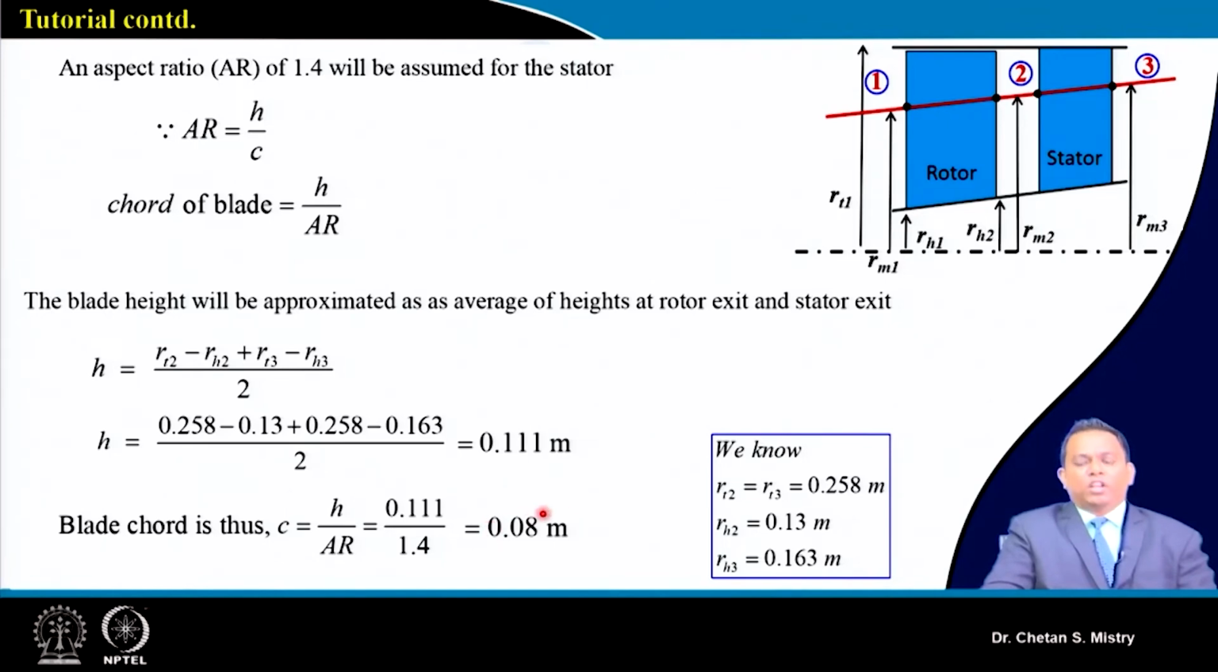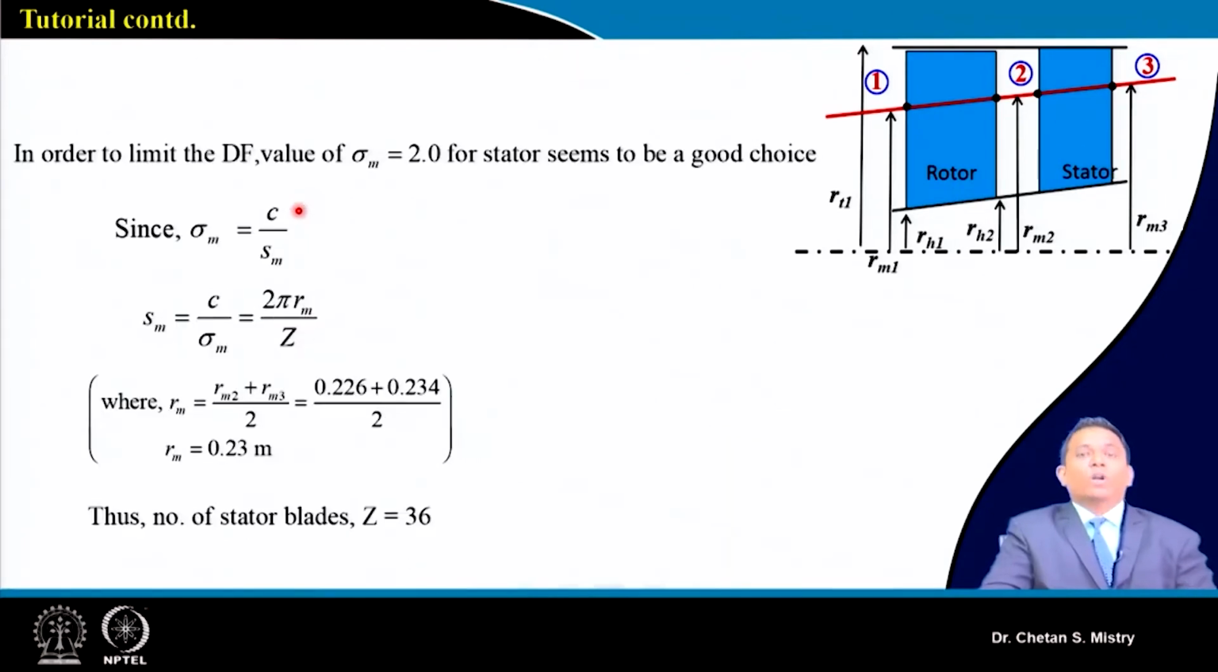Again, we need to be very careful. If this number is coming to be lower, then under that condition maybe you need to modify your assumption for aspect ratio. When we are making certain assumptions, we need to be very careful in those aspects. Now once this is known to us, the next parameter is the selection of the number of blades for the stator.